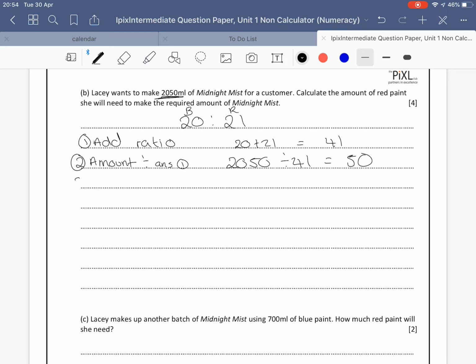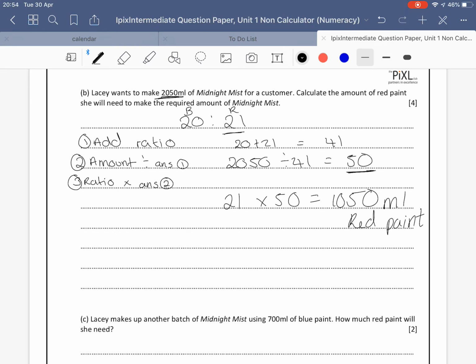And then step 3 is to take your ratio, but I only really need the red one, and times it by your answer from number 2. So each one part is 50. I only need 21, so I only need to do 21 times 50. Again, that wouldn't take you long. Times it by 5, and then add the 0 on the end. So 21 times 5 is 105, and then add your 0. So 1,050 millilitres of red paint.